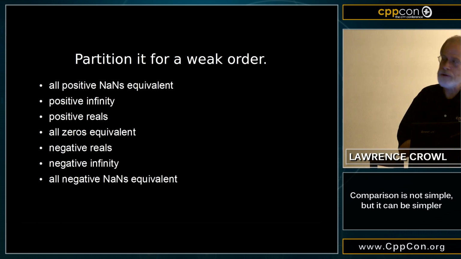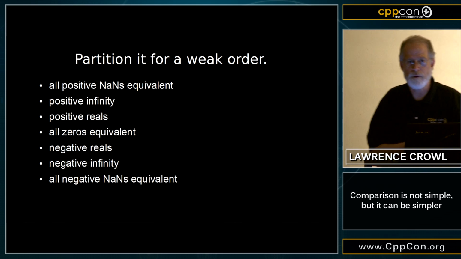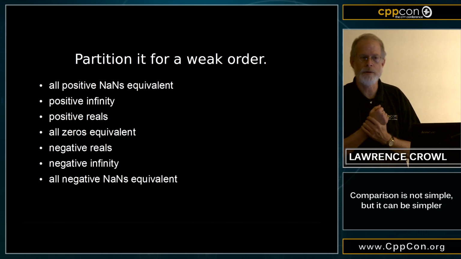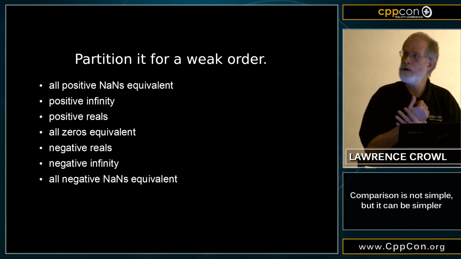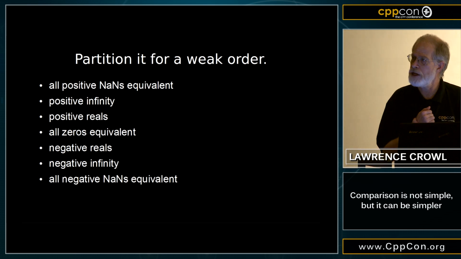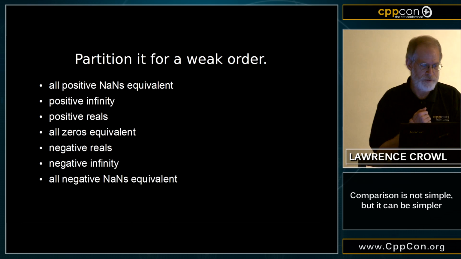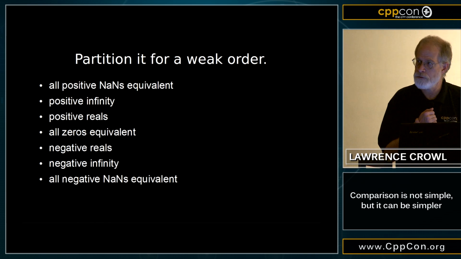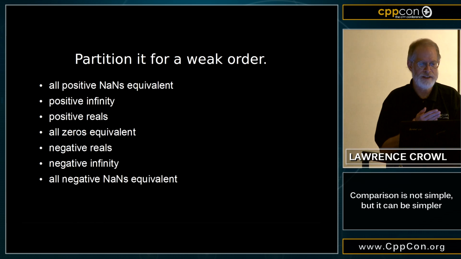Now when we move to weak order, remember a weak order is a total order among partitions. So what we want to do is take the total order that we have for a floating point and partition it up. The partition that makes most sense is to make all positive NaNs equivalent. Then you have positive infinity, each of the positive reals. Make the 2 zeros equivalent. The negative reals, the negative infinity, and all negative NaNs are equivalent. So this gives you about as close to the operators as you can rationally get.